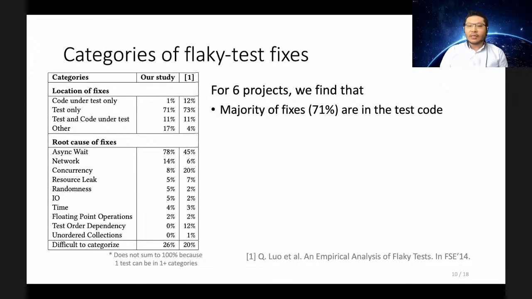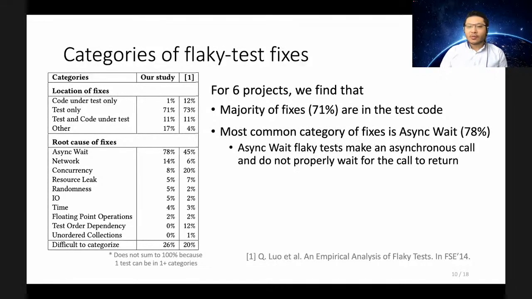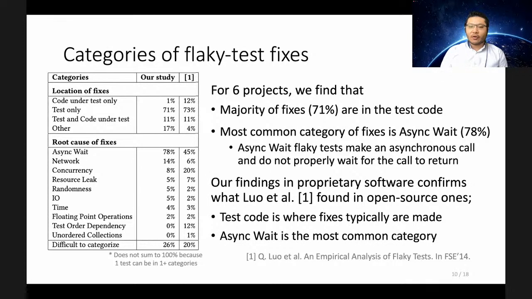Specifically for categories, we see that the majority of the fixes for flaky tests are actually in the test code. We also see that the most common category of flaky test fixes is this async wait related category, where again, a flaky test makes an asynchronous call and doesn't properly wait for the call to return. And our findings here actually confirm what a previous study on flaky tests has found, specifically that test code is where the majority of the fixes are typically made, and async wait is the most common category.